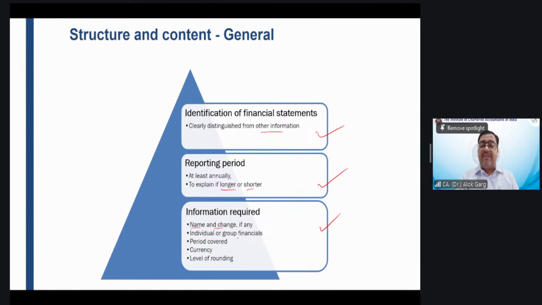Whether it is individual financial or group financial, whether it is a standalone financial statement or consolidated financial statement. What is the period covered? If you have seen the financial statement, balance sheet as at, P&L for the year ended. Okay. So what is the period covered? It has to be clearly spelled out in the financial statements. Currency. Is it INR? Is it US dollar? Right? So name change. Manoj has a question.